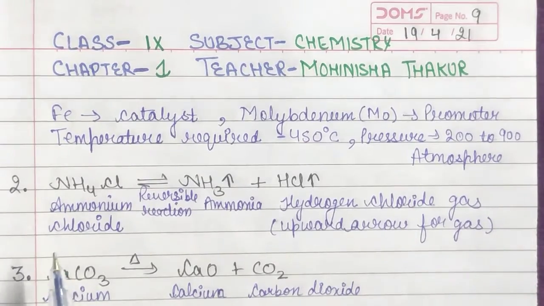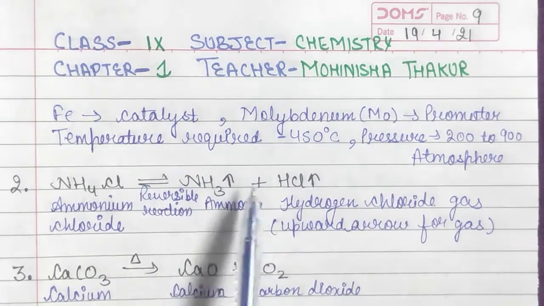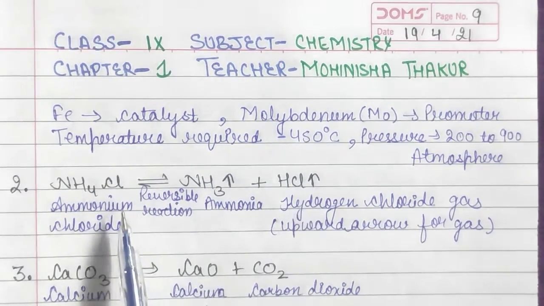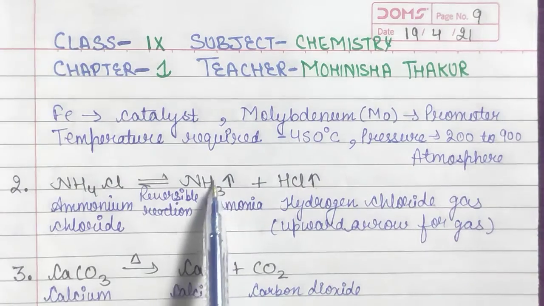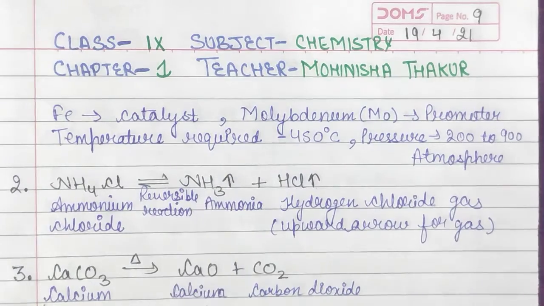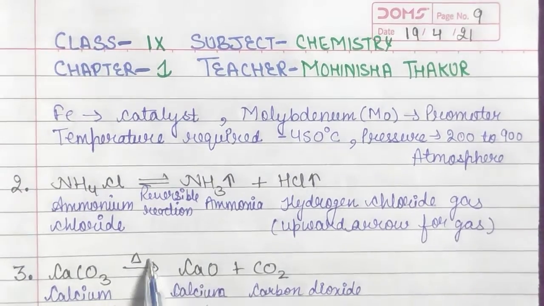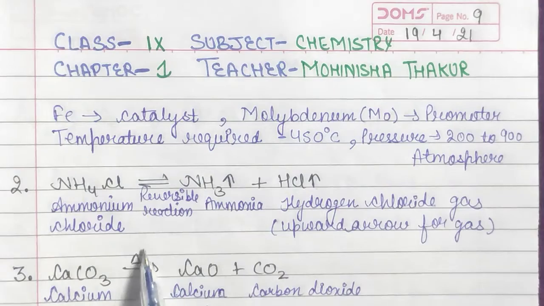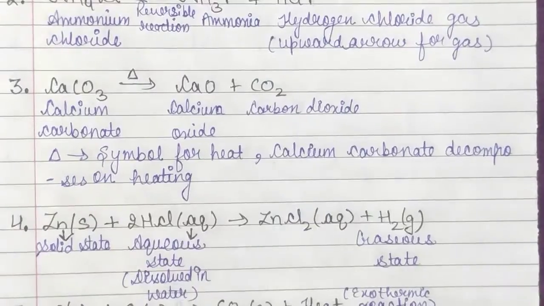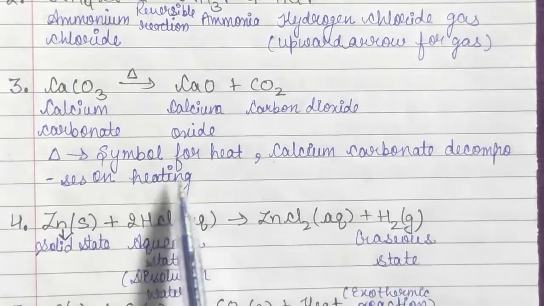Similarly, in the second equation, ammonium chloride on decomposition gives NH3 plus HCl. Here the upward arrow for hydrogen chloride means it is a gas. In the third equation, on heating, calcium carbonate gives CaO and CO2. The triangle symbol shows heat.